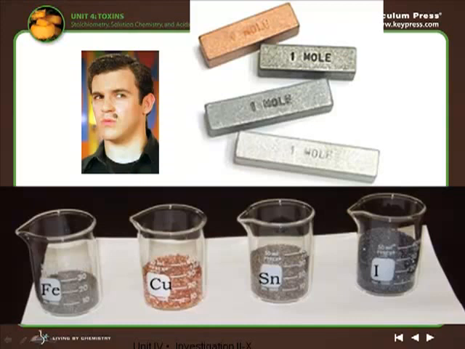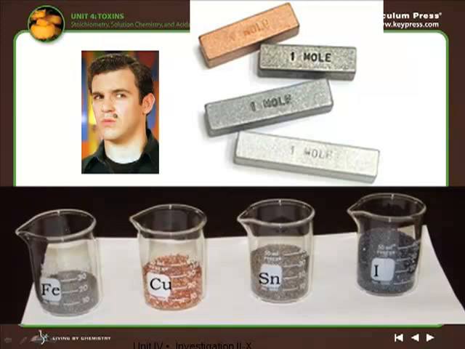This here are 4 different samples of metals. All 4 of these samples of metals are equal to 1 mole. Which one would you say has the greatest volume? Which one would be the most dense out of these 4? Iron, probably. But do they all have the same mass? No, not necessarily. So you would have to look at the mass.